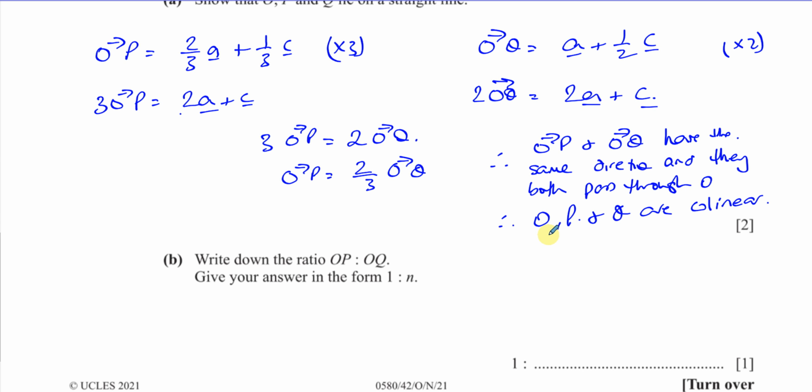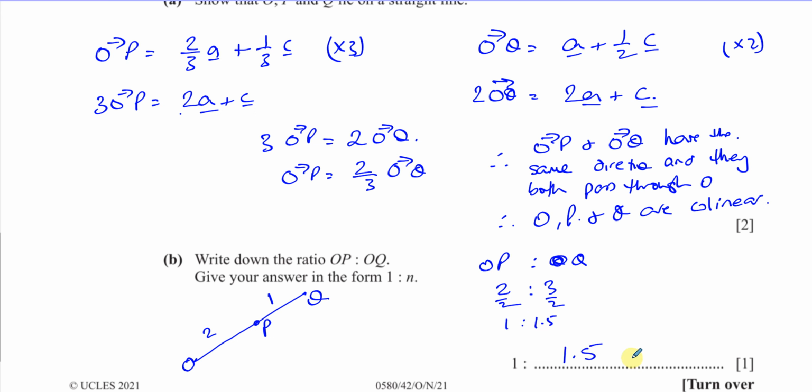So O to P and O to Q. You have this line: there's O, there's P, and there's Q. So O to P was 2 parts and P to Q was 1 part. So O to P and O to Q, the ratio is 2, and from O to Q is going to be 3. That's 2 to 3, but we want it in the form 1 to n. So we divide by 2 and divide by 2, so you're left with 1 to 1.5. So it's 1 to 1.5. That's the answer for part B.